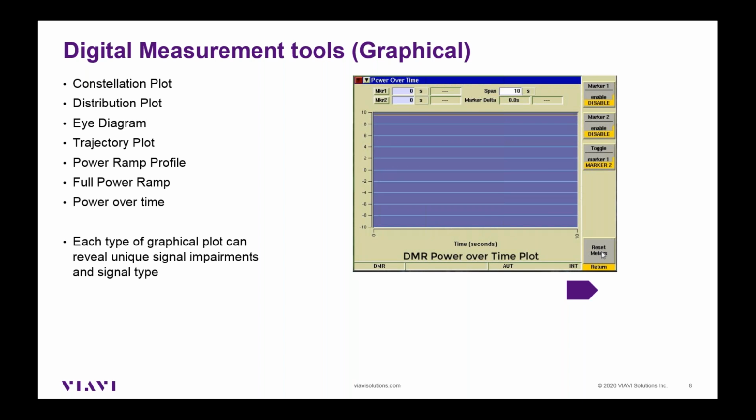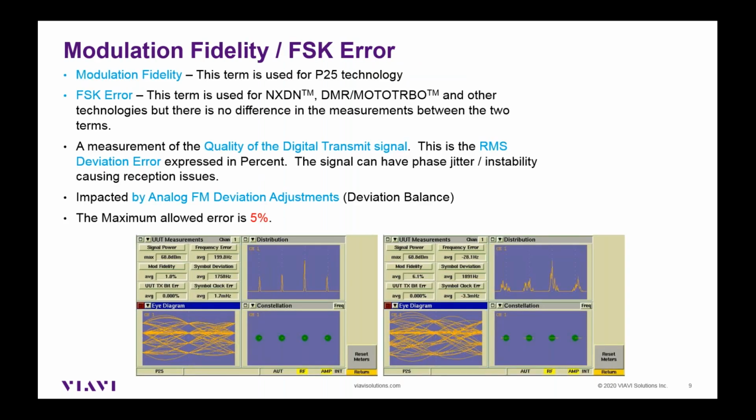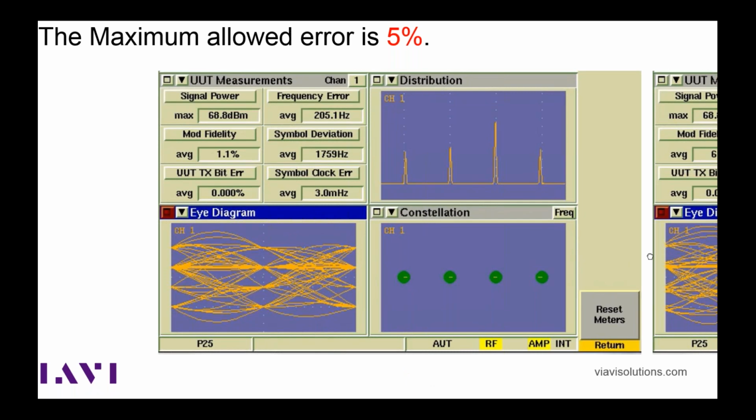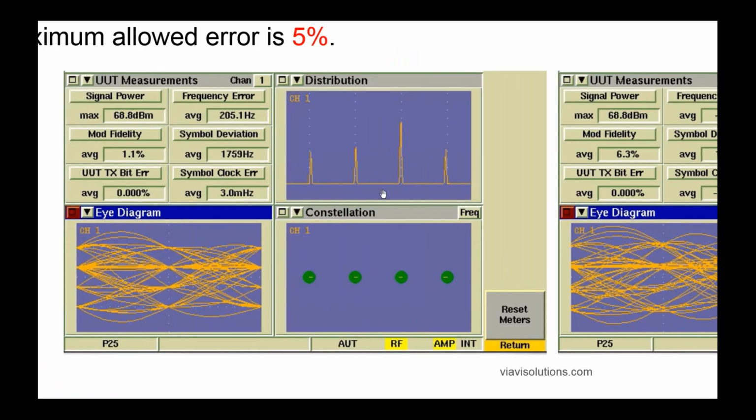So each of those different graphical tools can reveal different types of signal impairments. So you can see different impairments with different tools. So one type of signal impairment is modulation fidelity or FSK error. And I'm going to zoom in on this real quickly. And this is an example of what a good signal would look like.